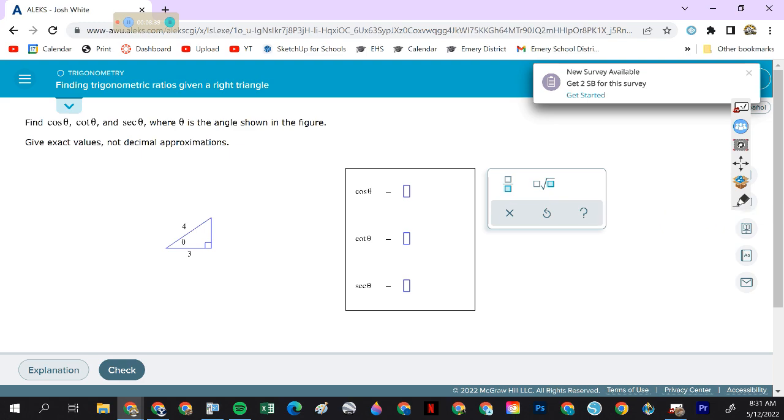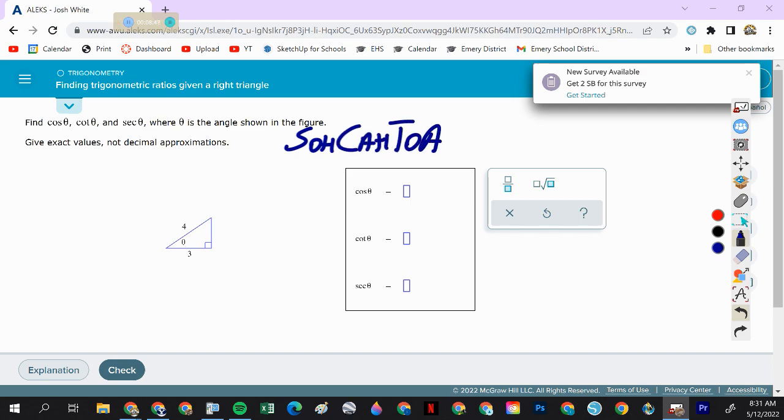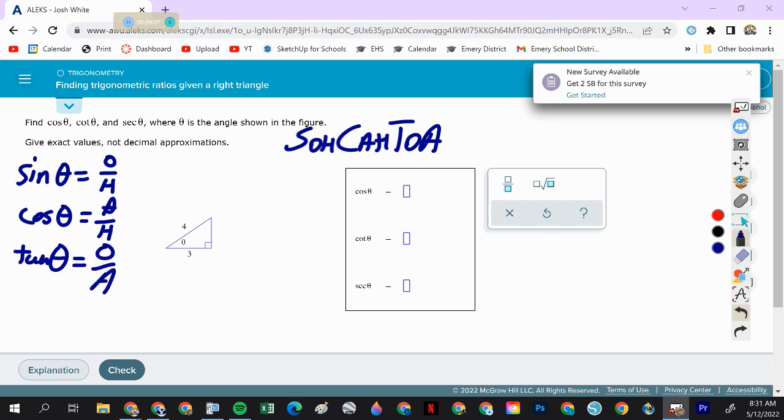So you probably want to write this one down. We have SOHCAHTOA. Sine is O over H. Cosine is A over H. So sine of theta is O over H, cosine of theta is A over H, tangent of theta is O over A. But those are only half of the possibilities. In the three sides of the triangle, I can create 6 ratios, and those are half of them.